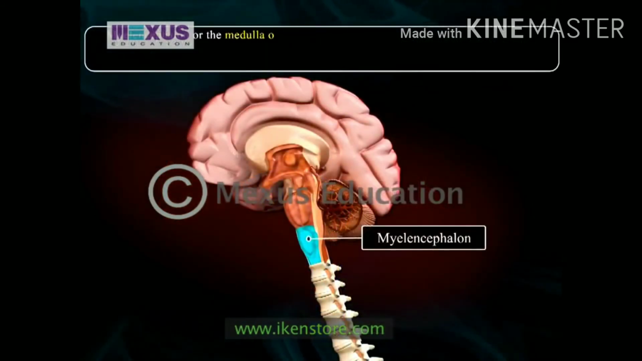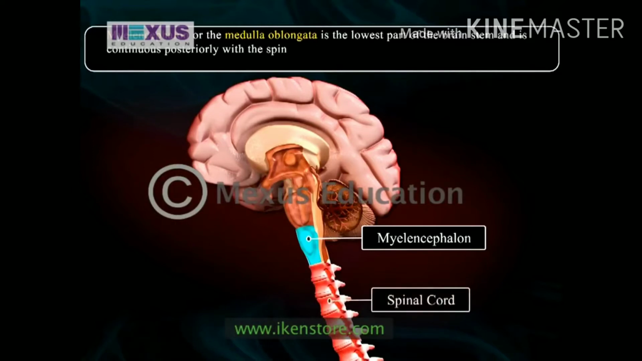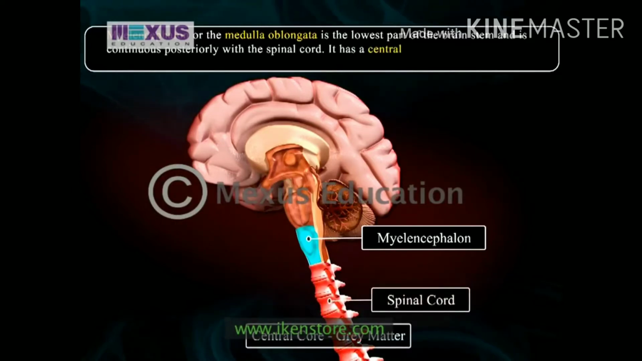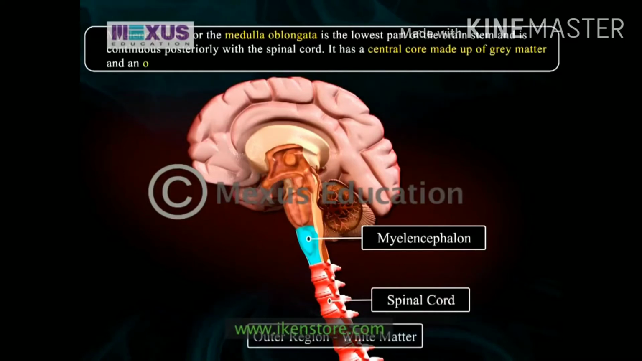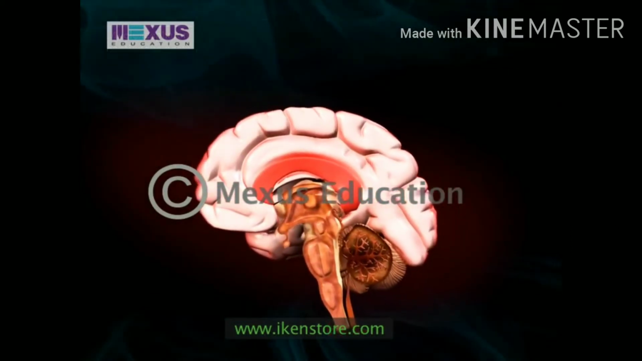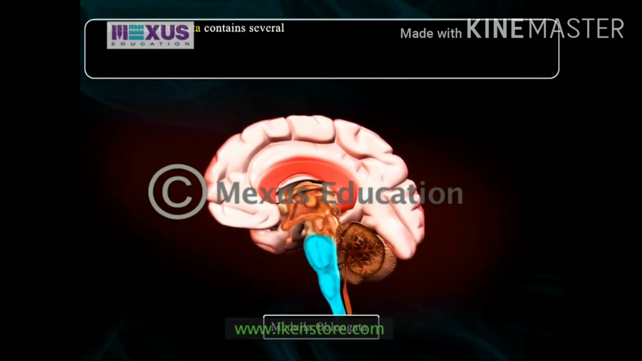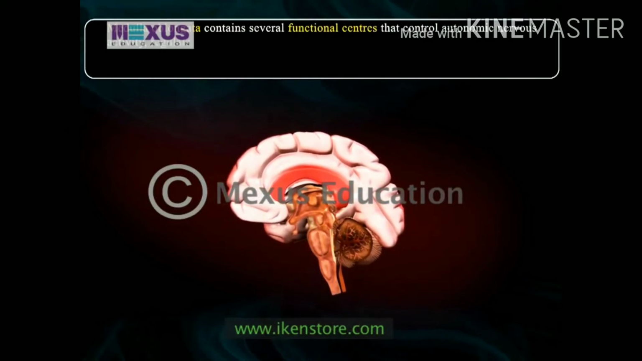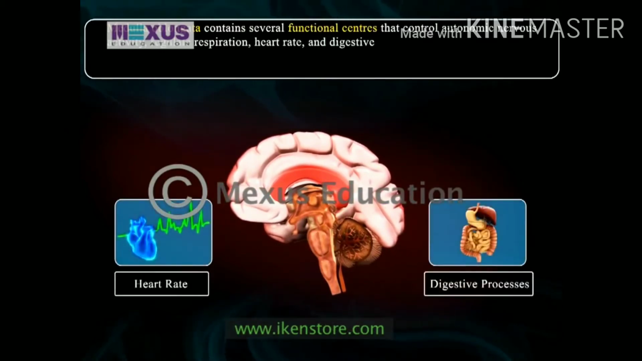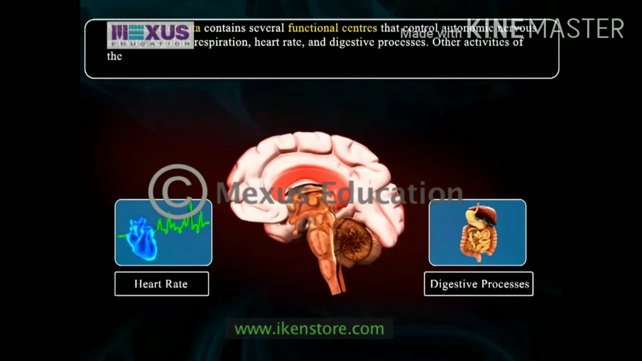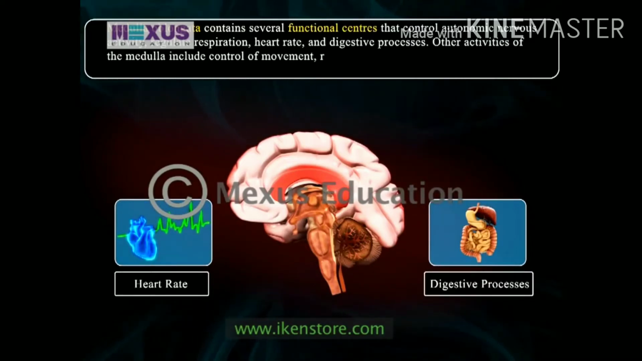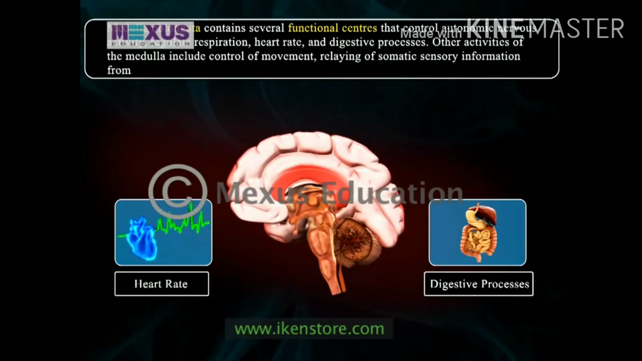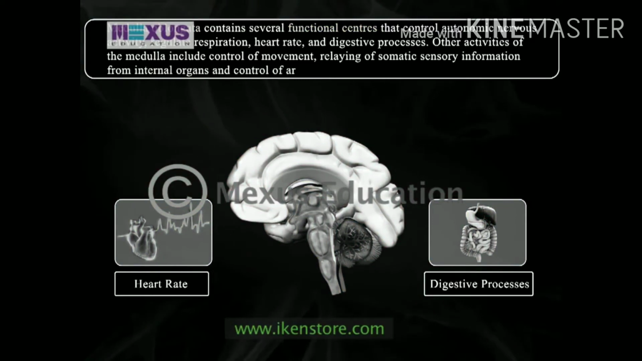Myelencephalon, or the medulla oblongata, is the lowest part of the brainstem and is continuous posteriorly with the spinal cord. It has a central core made of grey matter and an outer region made of white matter. Medulla oblongata contains several functional centers that control autonomic nervous activity, regulate respiration, heart rate, and digestive processes. Other activities of the medulla include control of movement, relaying of somatic sensory information from internal organs, and control of arousal and sleep.